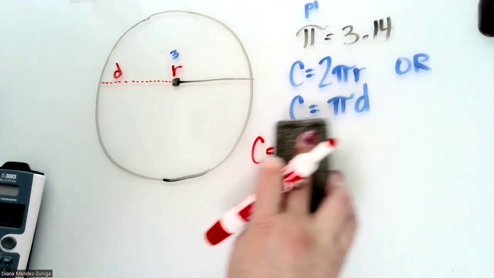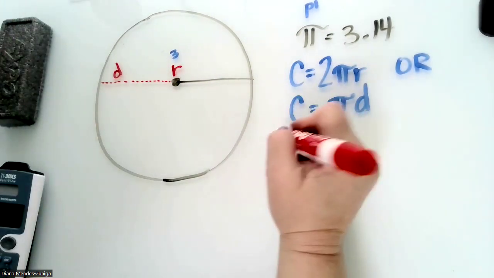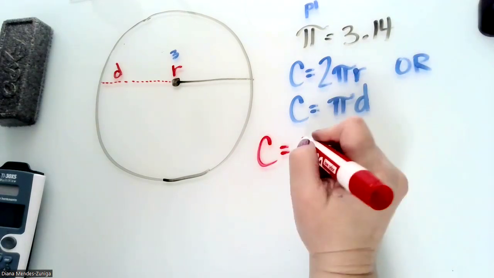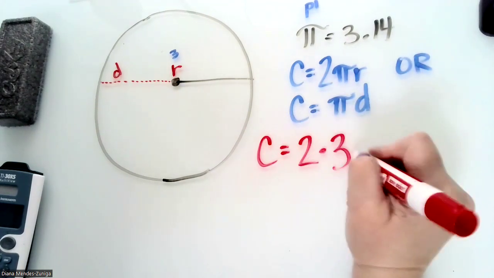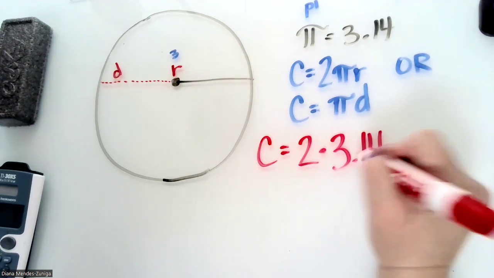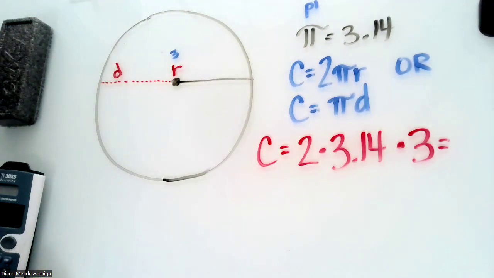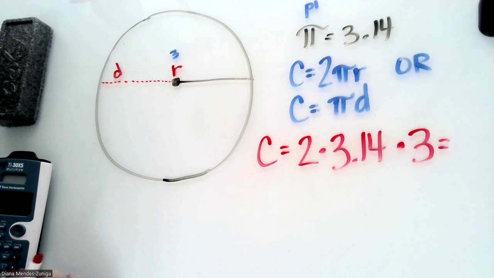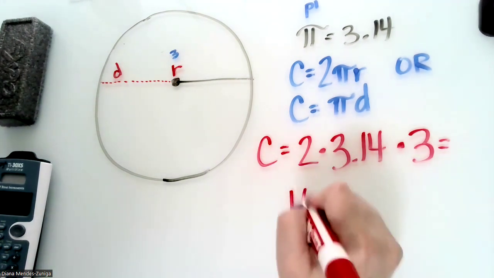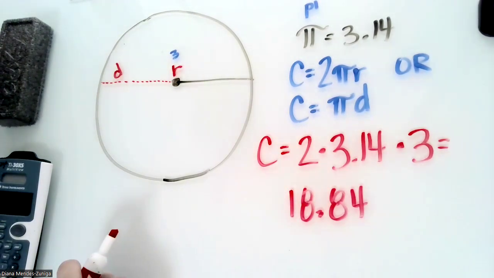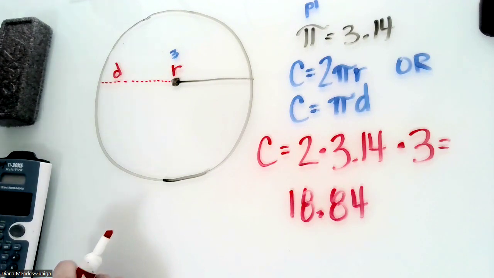So let's rewrite that, okay? So let's start fresh. C equals 2 times pi times our radius, which is 3. So now we're going to put that into the calculator, and we end up with 2 times 3.14 times 3, and that gives us 18.84, okay?